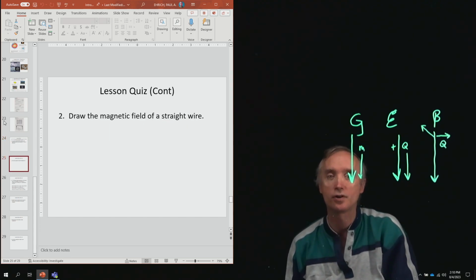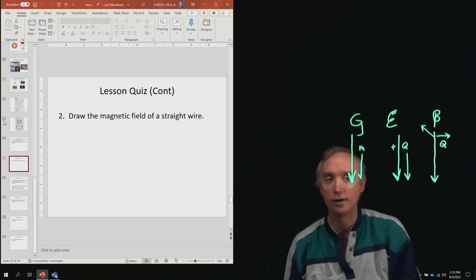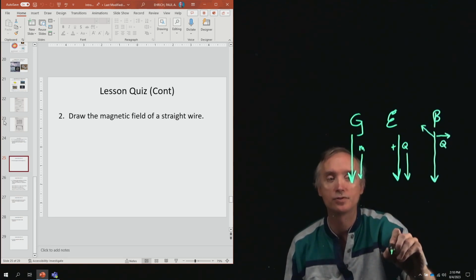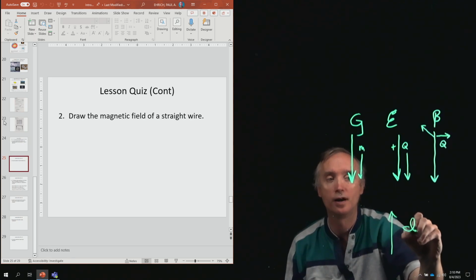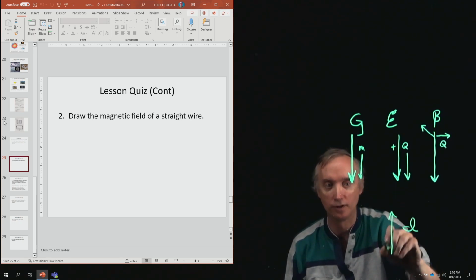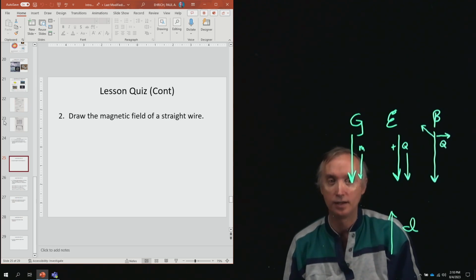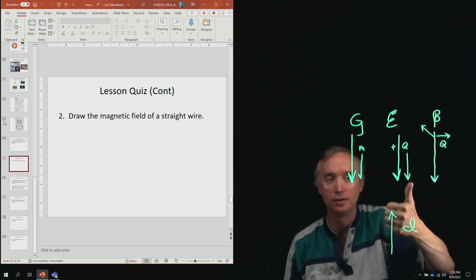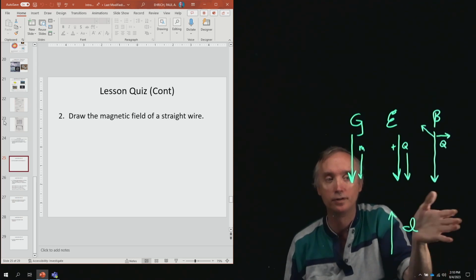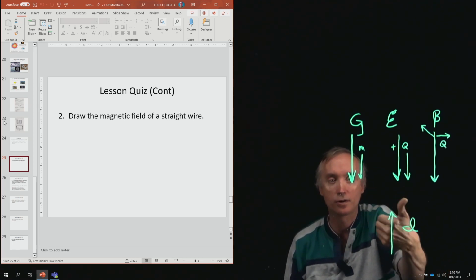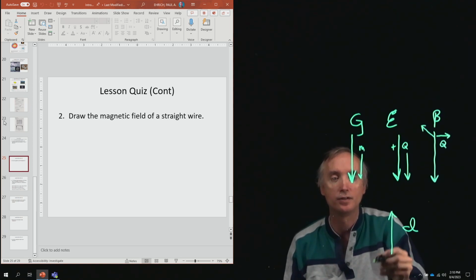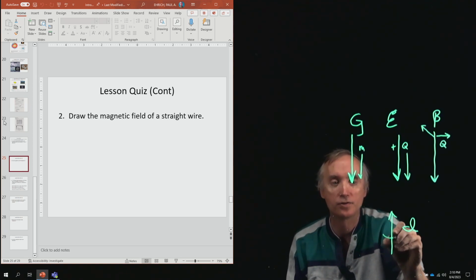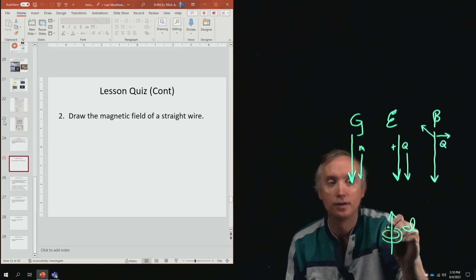Question number 2. Draw the magnetic field of a straight wire. So if you have a straight wire that's carrying current I, and this would be positive current that is going up, then you take your right hand, the thumb points in the direction of the current, and the fingers are going to curl around it, so you need to have a circle that goes around and then behind, and then another circle that goes around and then behind, and down here just repeat it.